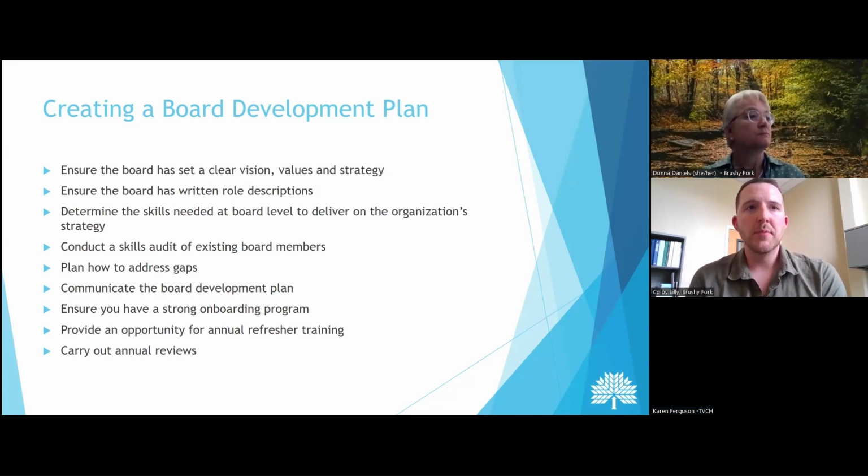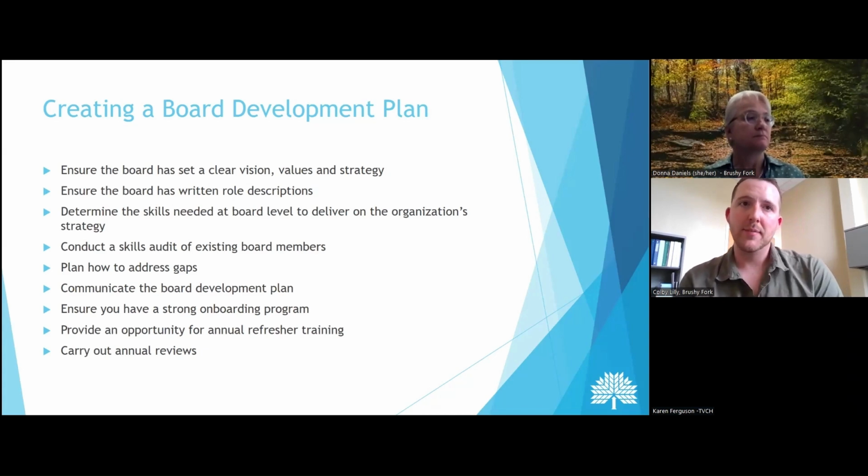Next is written role descriptions, and I think Donna spoke to this a bit earlier, but the role descriptions provide clear role descriptions for all board members to help board members understand their responsibilities. Next is a skills assessment to identify necessary skills to achieve the organization's strategy. A board should conduct a skills audit of current board members to identify gaps or areas of weakness.